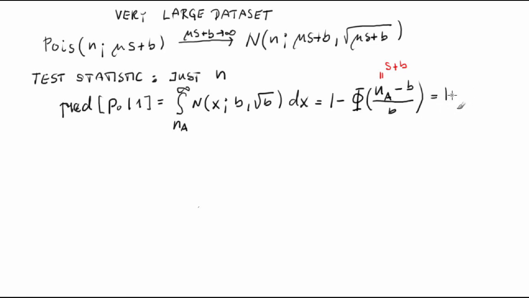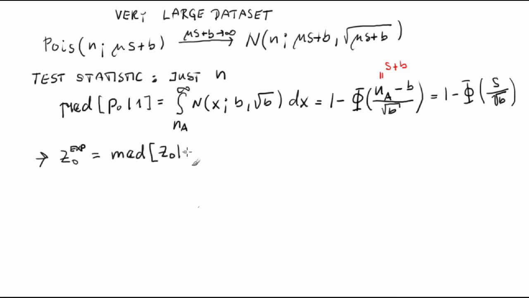And this is equal to 1 minus phi of s over the square root of b. Finally, we get the median of z0 given the hypothesis of mu equal to 1 is equal to s over the square root of b.